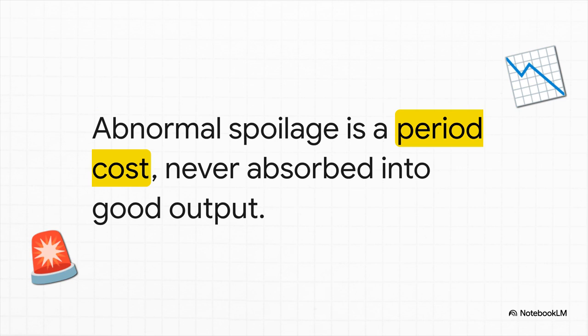Abnormal spoilage is never part of normal, efficient operations. Examiners love to trick you by offering a scenario where a massive error occurs, and then one of the multiple choice options will try to casually sneak that cost into the ending inventory or cost of goods sold. Don't fall for it. Never let abnormal spoilage get absorbed into the cost of good output. It is strictly a period loss reflecting inefficiency. The moment you see words like unexpected or uncontrollable disaster in a question, your brain should immediately scream, period loss.